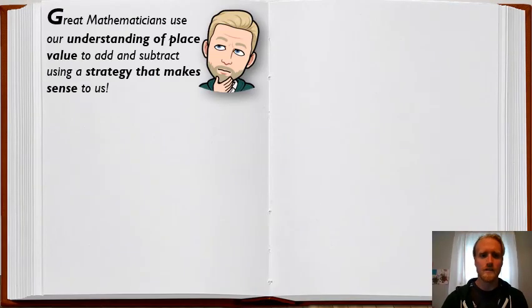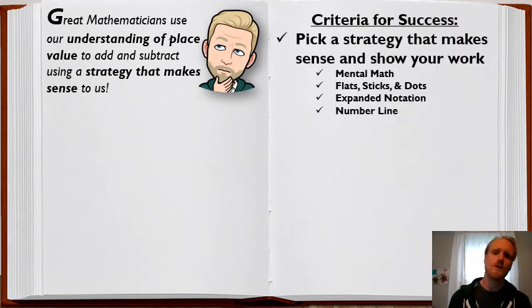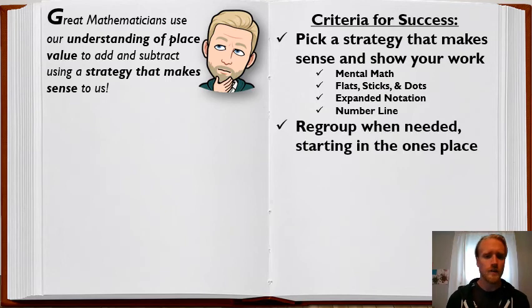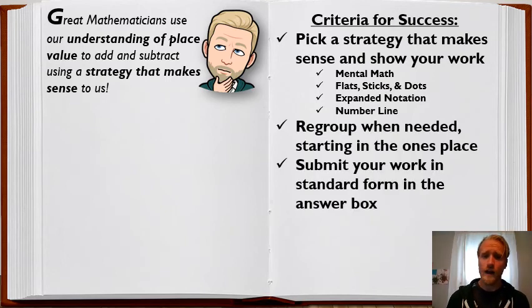Again, great mathematicians use our understanding of place value to add and subtract using a strategy that makes sense to us. Criteria for success: make sure to pick a strategy that makes sense and show your work. Regroup when needed, always starting in the ones place. And submit your work in the standard form in the answer box today.